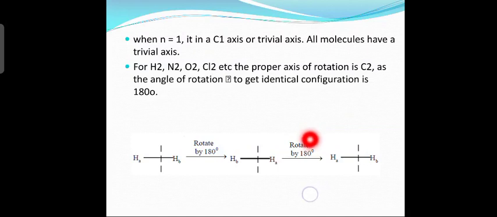Once again you rotate by 180 degrees. What happens? In the place of HB you will have HA, and in the place of HA you will have HB. When you compare the third molecule and the first molecule, the configuration is the same, right? What does that mean? You have got the product molecule with the same configuration as the reactant molecule. So you have rotated 180 degrees, and then once again 180 degrees. Next slide.